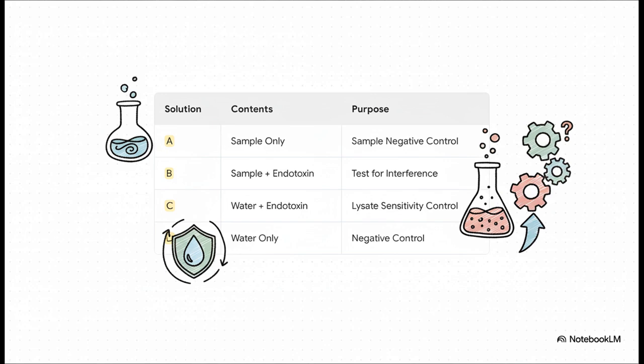Now for the main event. Look at Solution C. That's pure water with a known amount of endotoxin added. Think of this as our perfect signal, our benchmark. And finally, you have Solution B. That's our sample, also spiked with the exact same amount of endotoxin. This is where we actually look for that interference.